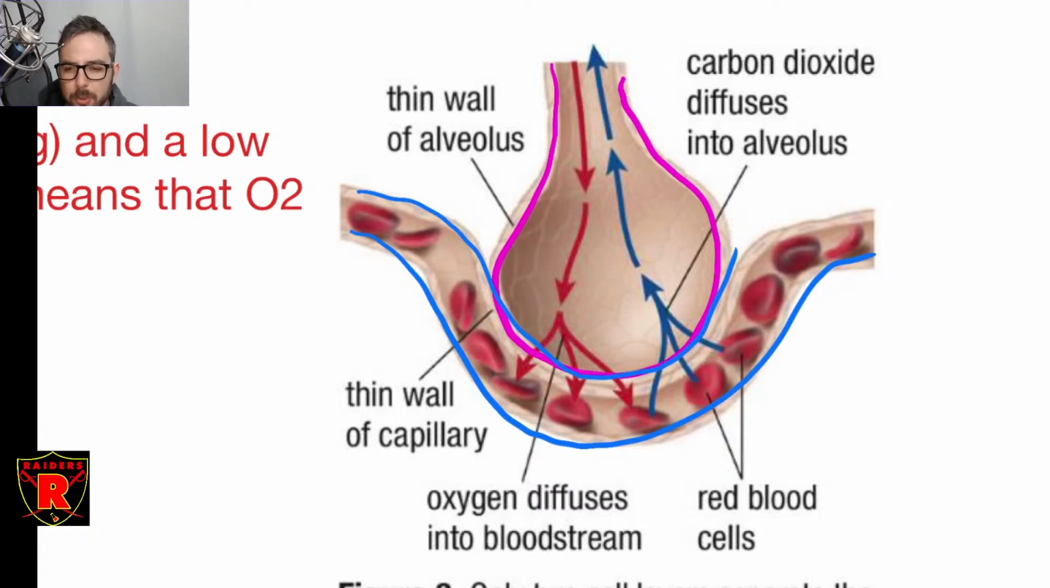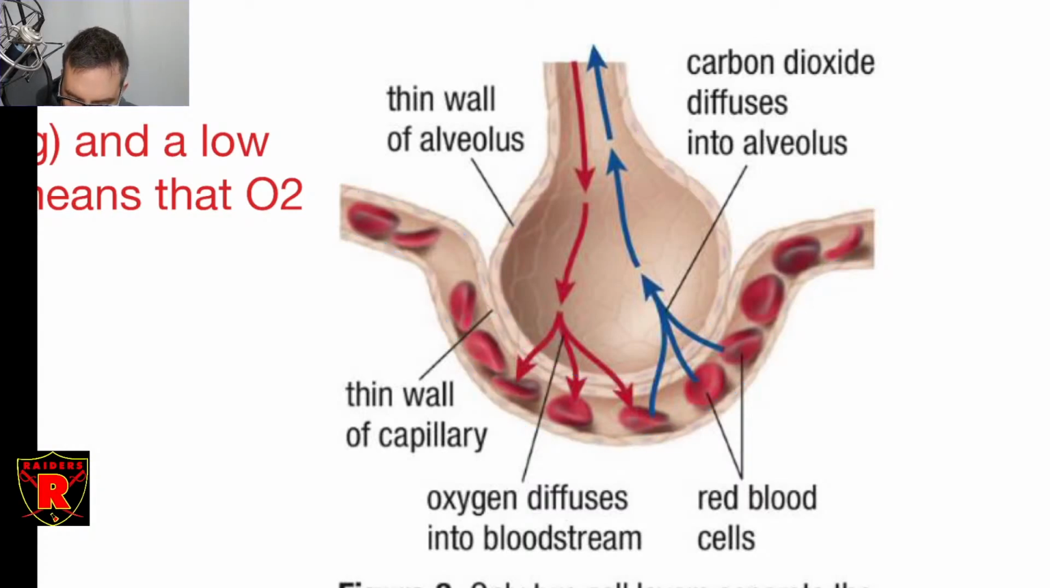And this is where the actual gas exchange happens. The alveoli is very thin. It's only one cell thick. And the capillaries, which are those little tiny blood vessels, are also only one cell thick. And they're that thin because that means that gases can just move in and out of those vessels very easily.